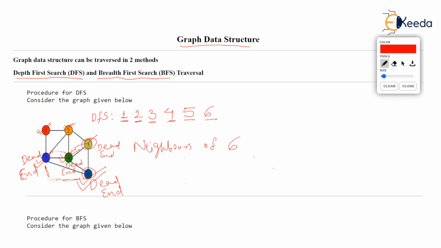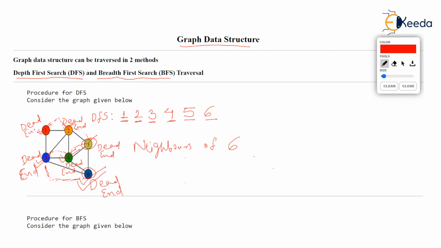So you will backtrack to 2 because you came to 3 via 2. Easily, 2 is a dead end because all the neighbors of 2 are already done. So you will backtrack to 1 because you came to 2 from 1. So you are back at 1. You ask 1, is there anything adjacent to 1 which is not yet visited? But 1 will say, no, I don't have any neighbors which are not visited. So 1 is a dead end.